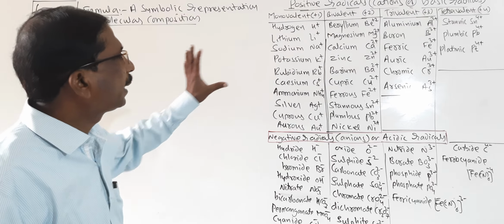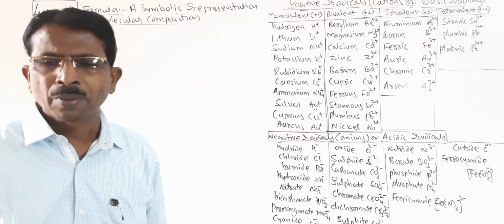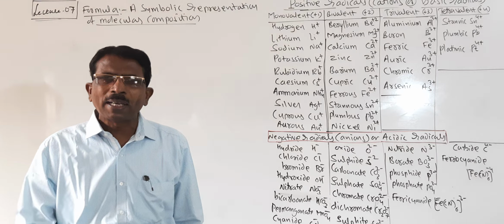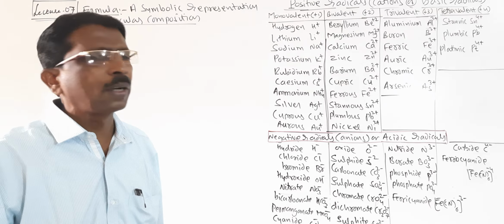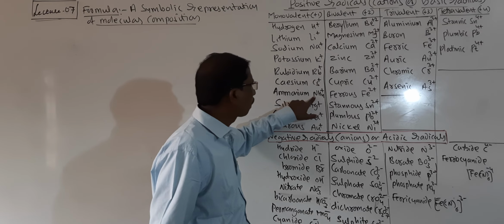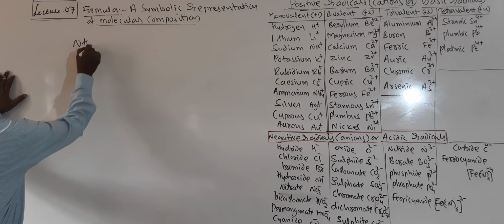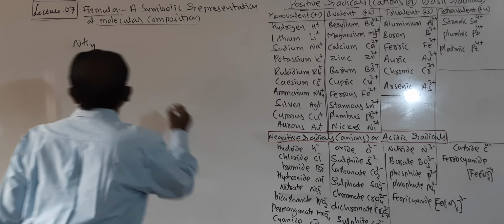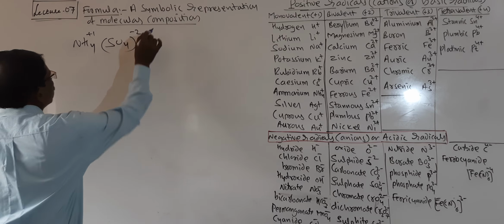Now, how to calculate the formula, how to write the formula? There are two rules. Suppose they ask me to write the formula of ammonium sulfate. I know ammonium is NH4 plus. I cannot write it like this, NH4 and then sulfate SO4 side by side. It is not a formula.